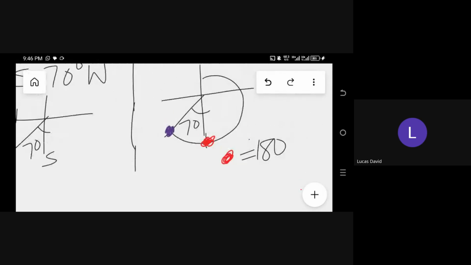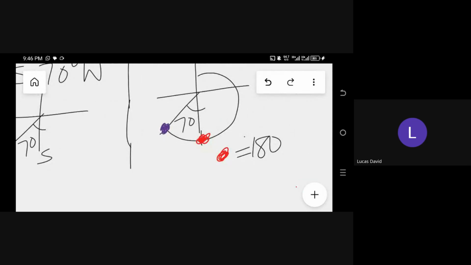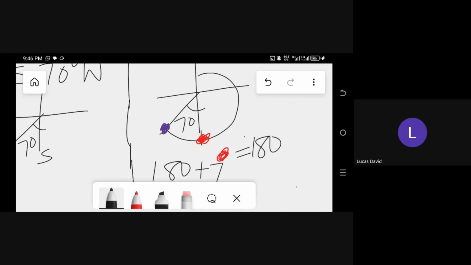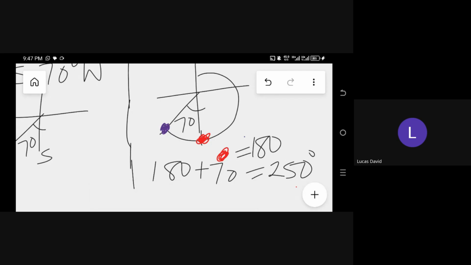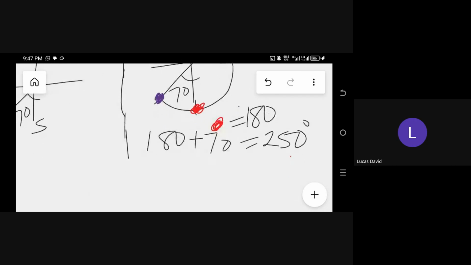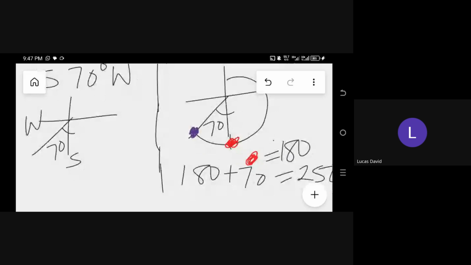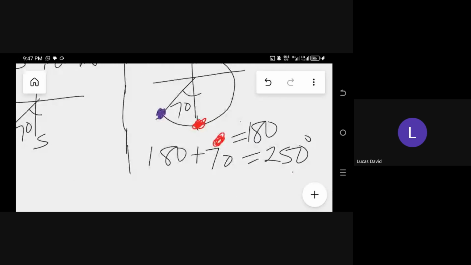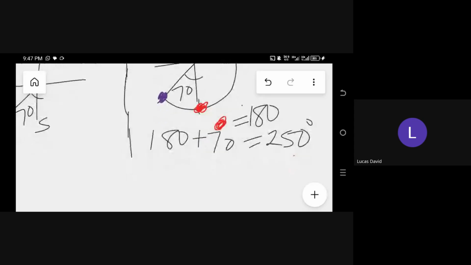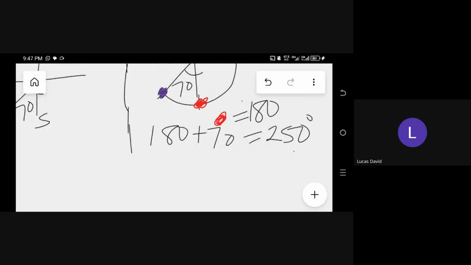So if from north to red is 180 and from red to purple is 70, that means the bearing is 180 plus 70 to give you the complete angle, which is 250 degrees. So Lucas is right. The three-digit bearing for south 70 degrees west is 250 degrees. So Lucas is very correct.